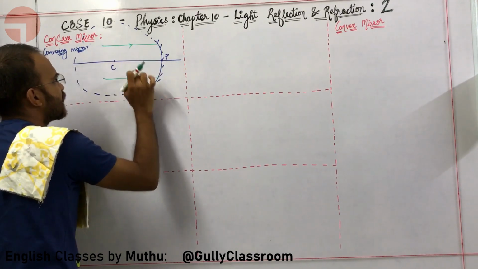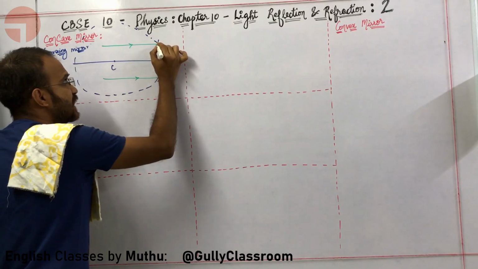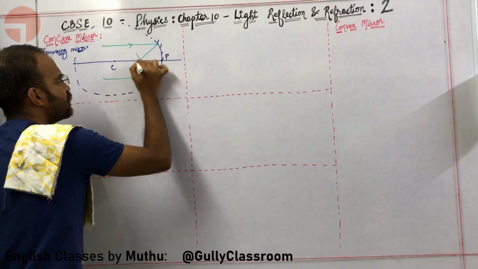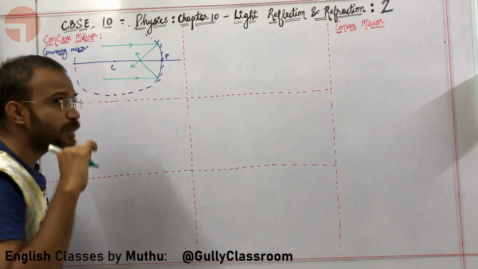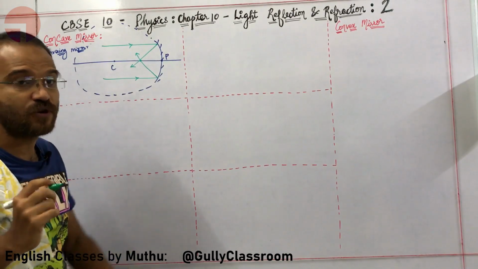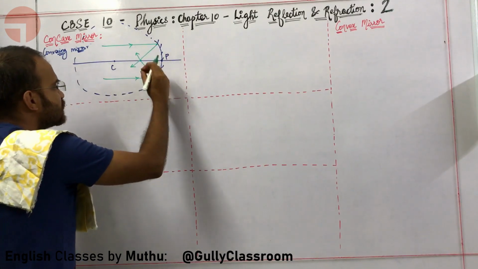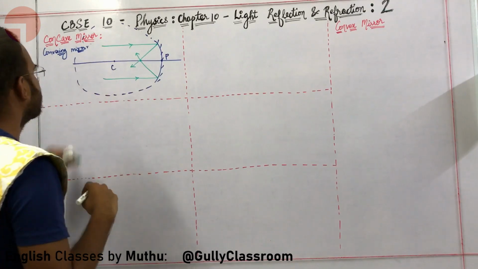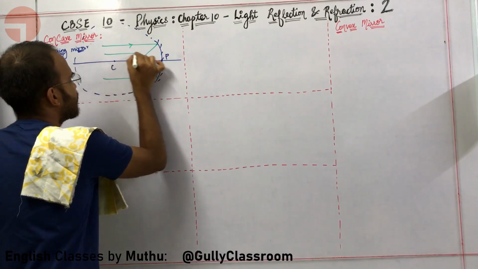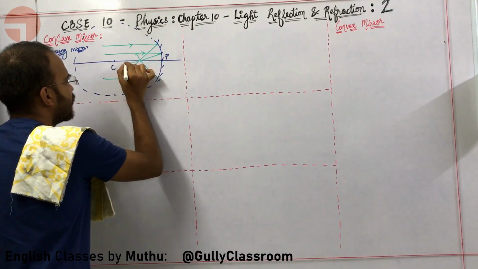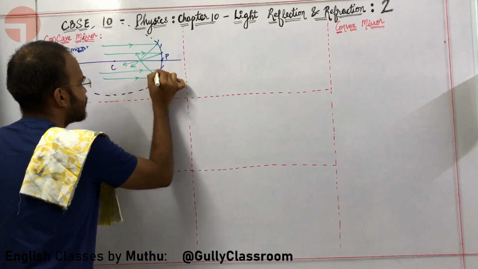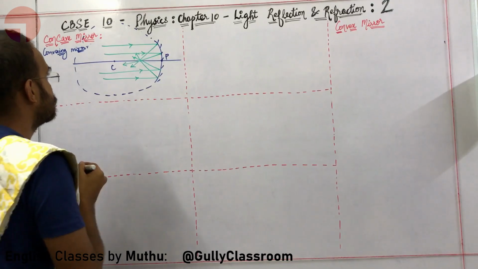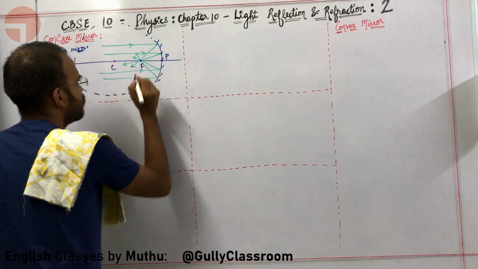When light rays are coming parallel to the principal axis, these light rays are reflected to a specific point on the principal axis, which is called the principal focus. This focusing of light rays happens only in a concave mirror. So these light rays are focused at a particular point. Okay, sir. So this is called the principal focus.